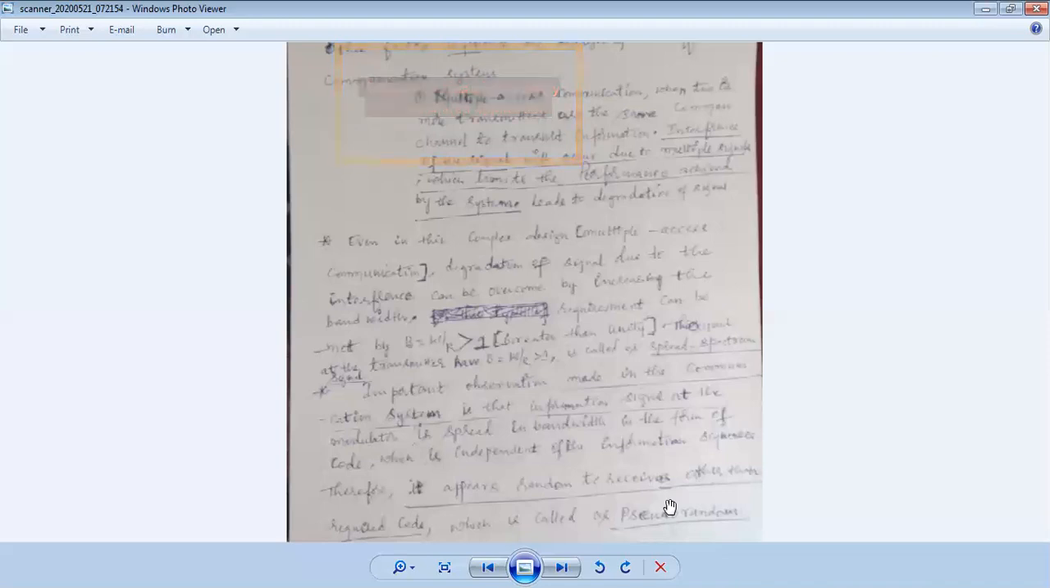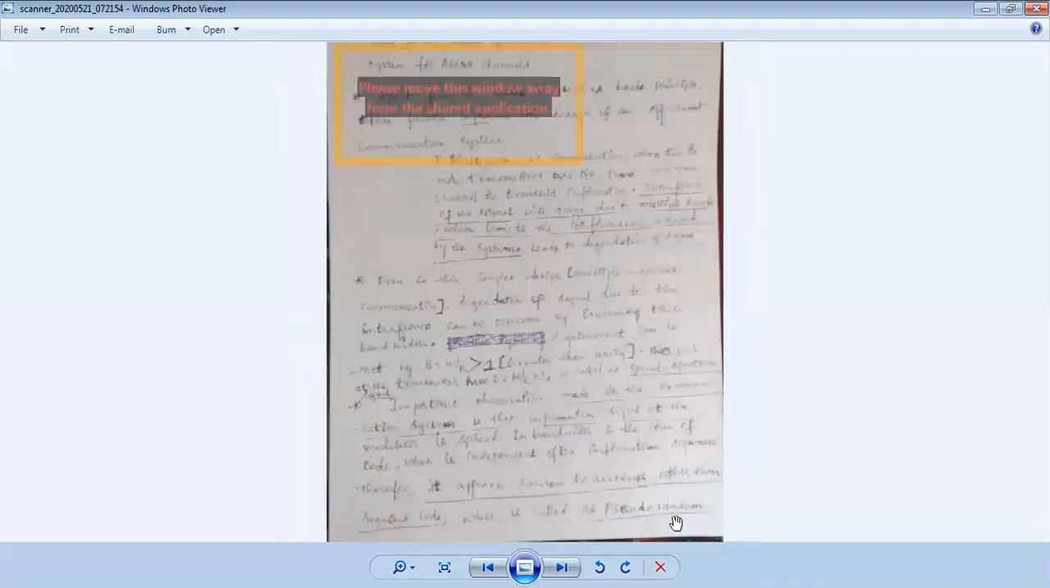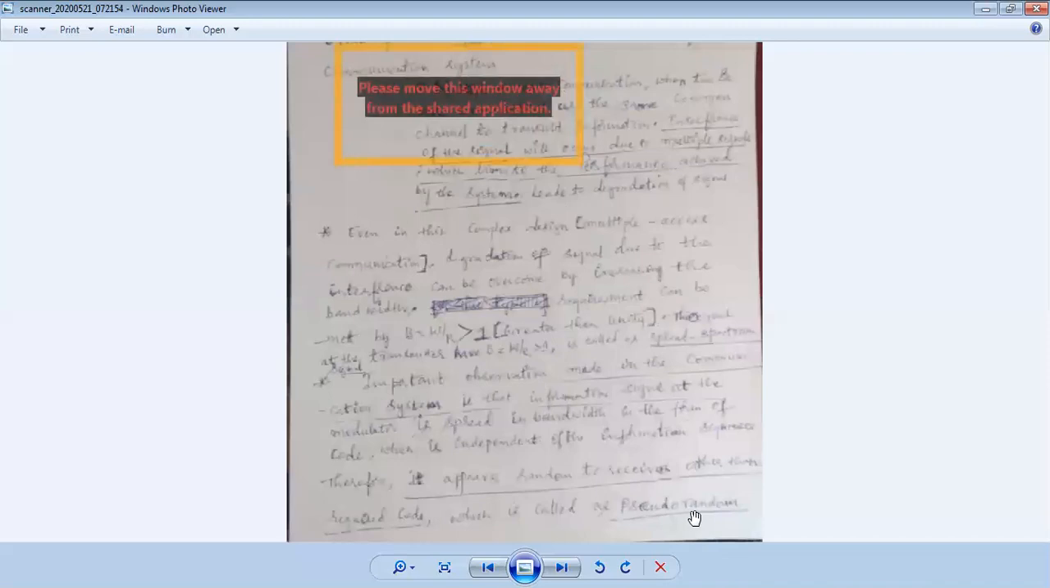Okay, apart from this spread signal, another most important term is called pseudo randomness. What exactly is pseudo randomness?